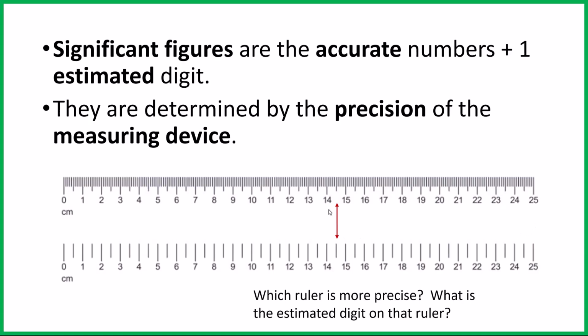So which of these two rulers is more precise, and what is the estimated digit on that ruler? The top ruler would be more precise because it has the tenths places marked on here, whereas this ruler does not. It only has half centimeter markings on it. And our estimated digit, since we have known digits here for 0.1, our estimated digit would be the 0.01 place, the hundredths place for that measurement.